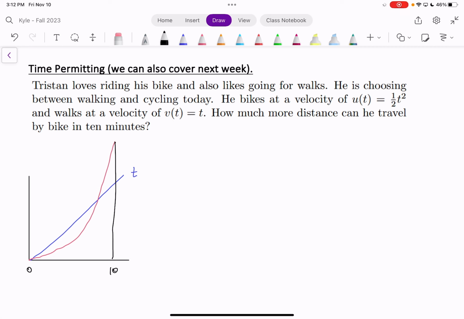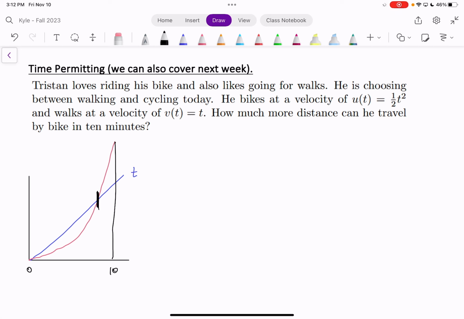But we don't only want the distance. We want the distance more that is traveled by the bike. So we're going to need to integrate between these two curves. The other thing we're going to have to do here is find the intersection points, because we're going to have to perform two integrals. So let's find the intersection point first.